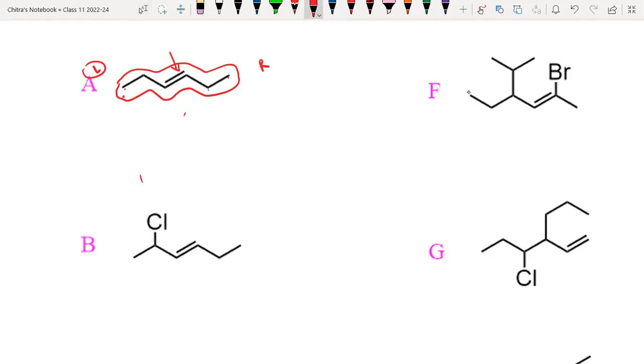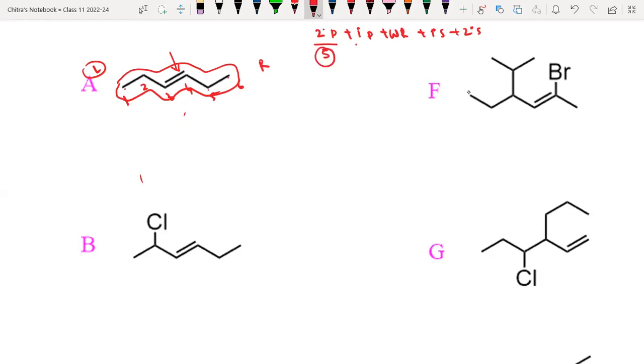So carbon number 1, 2, 3, 4, 5 and 6. So we have 6 carbons. So what is our capsule for writing the IUPAC name? We have secondary prefix plus primary prefix plus word root plus primary suffix plus secondary suffix, right? Primary prefix tells about substitution. Do we have substitution here? No, so forget about it.